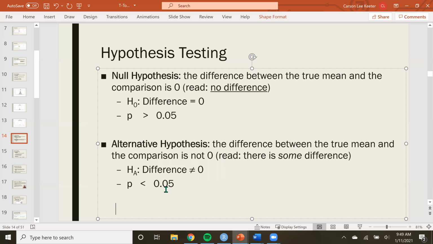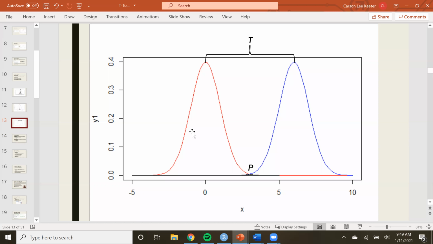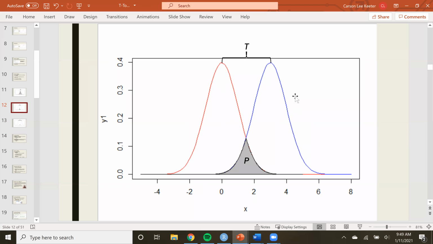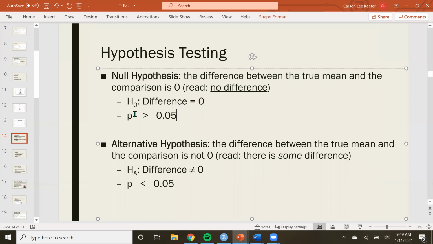It could be 0.1, could be 0.2. 5% is small. Some people prefer smaller. Some people want a 1% chance due to randomness, and that's okay too. That just means that we have to have something that looks more like this to say that there is a difference rather than something that looks like this, okay? Again, these ideas here are totally conventional. You could do whatever you want.